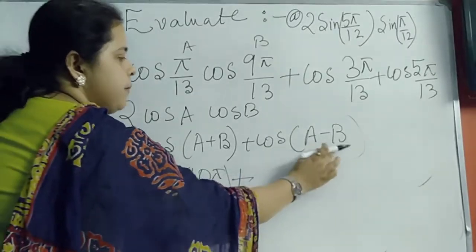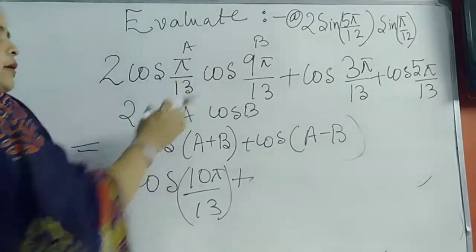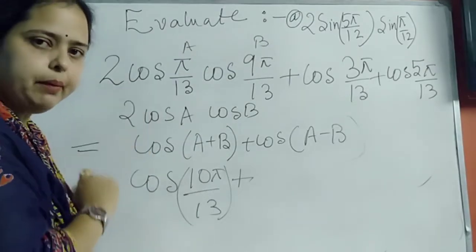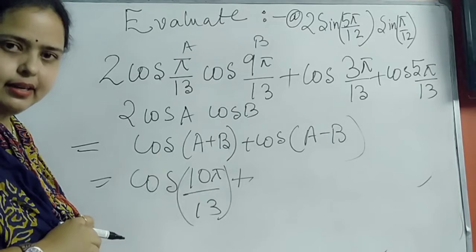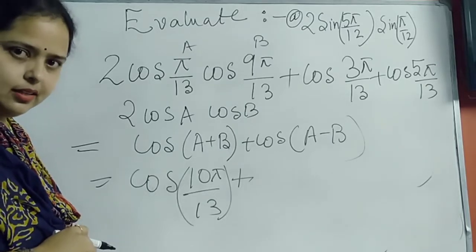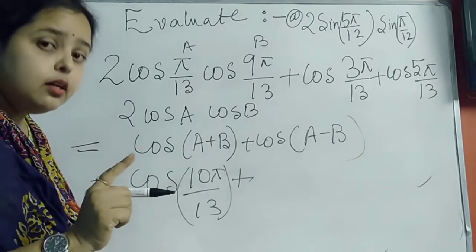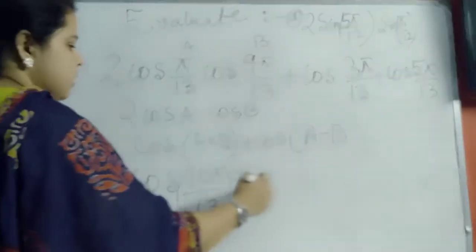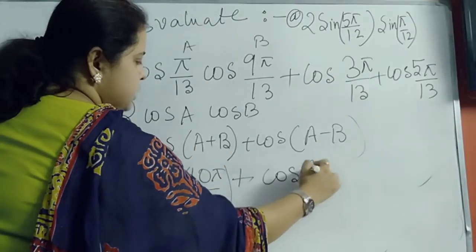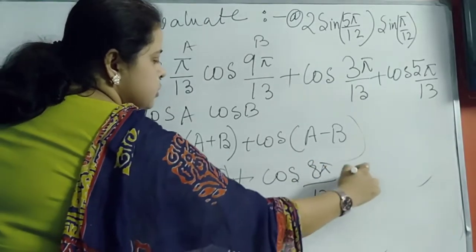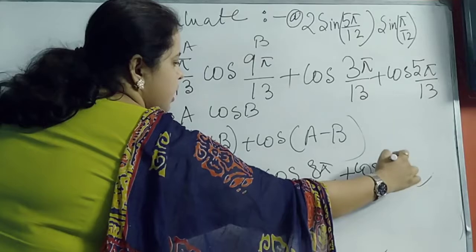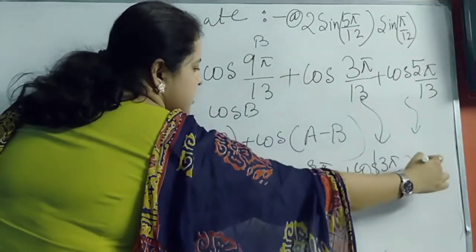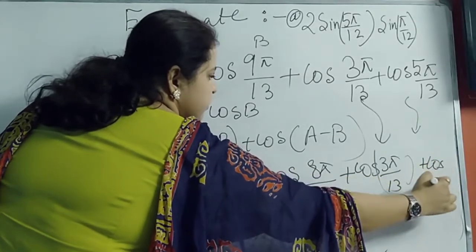Now cos of A minus B. So pi by 13 minus 9 pi by 13. It is minus 8 pi by 13. But what is cos of minus theta? Yes, it is cos theta. So cos of 8 pi by 13. Clear? So the expression contains another 2 terms, that is this and this. Let us put it down here.